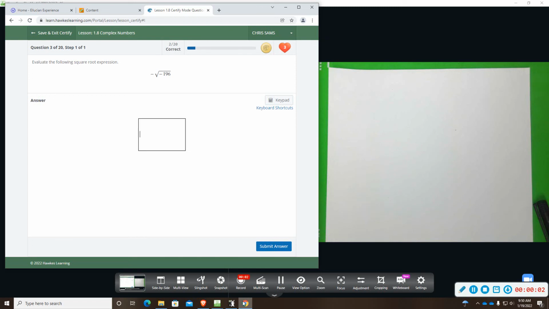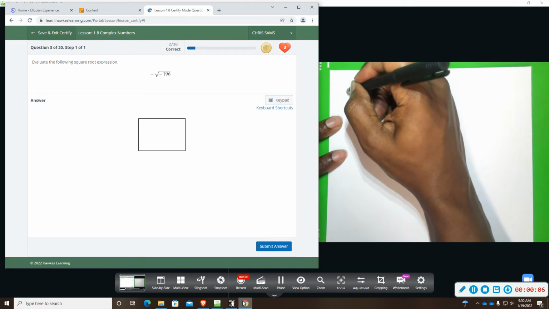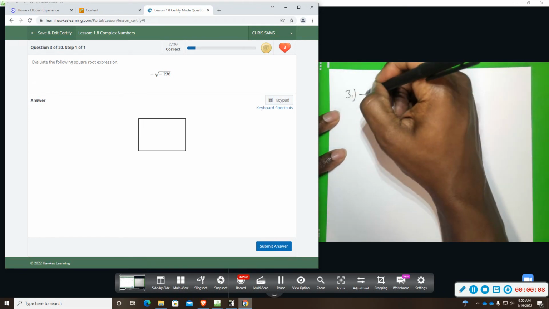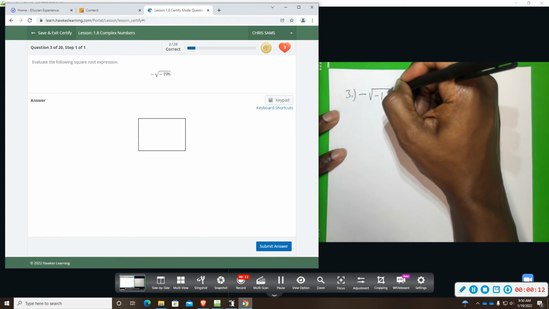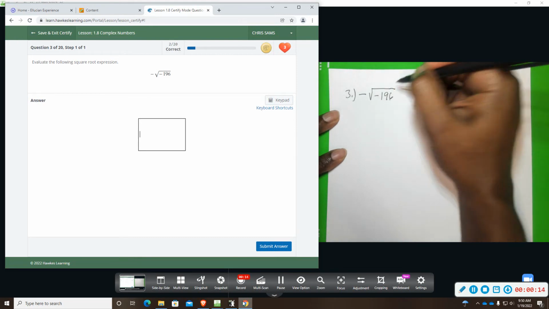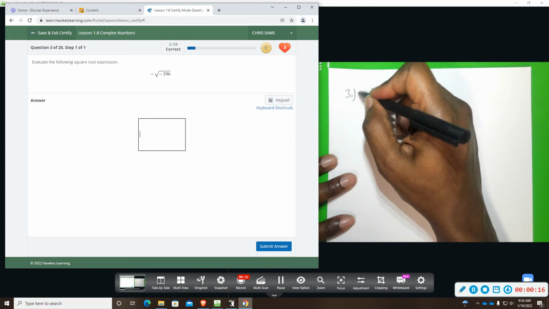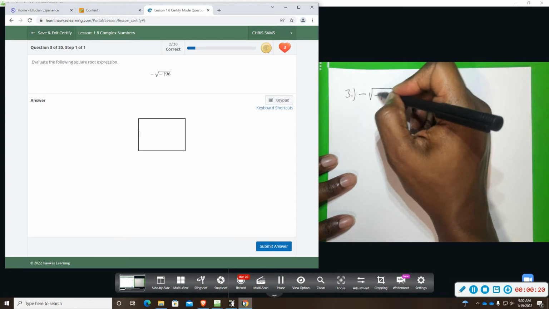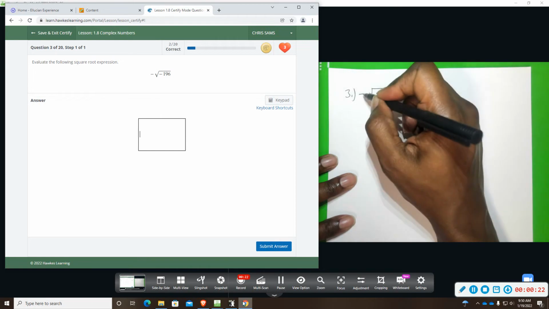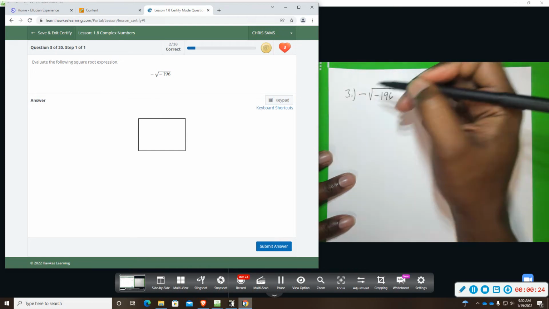Alright, number 3, we have a negative on the outside, and then we have square root of negative 196. The negative on the outside, we're going to leave it. It's not going to become an imaginary, kind of like the one does on the inside. It's on the outside. It's just like a regular negative.